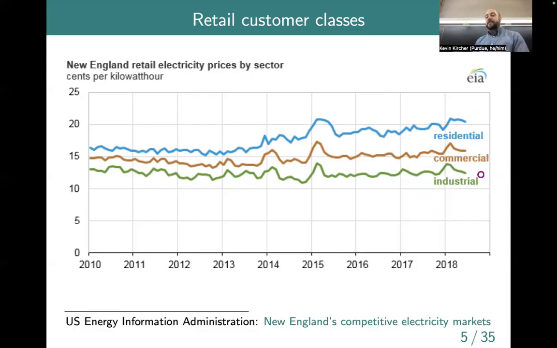So industrial customers, so this is basically manufacturing and things like that, chemical processing, other heavy industry stuff, typically get a significantly lower price for electricity than what residential customers, people like you and I, pay in our apartments and homes. And in between typically is commercial. So this is things like office buildings, schools, hospitals, and so forth.